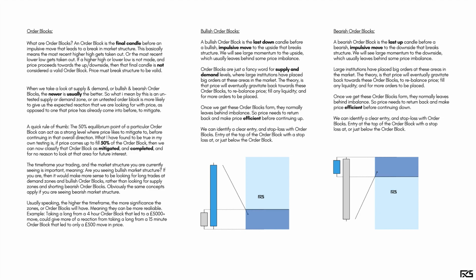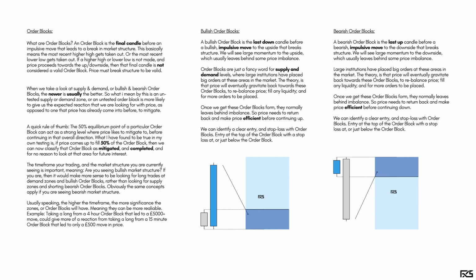So if price comes up to reach 50% of a particular order block, we can class that as a completion of that mitigation. But it's definitely important that you do your own research and backtest, because you may find it doesn't work as good for you. You may have different rules.